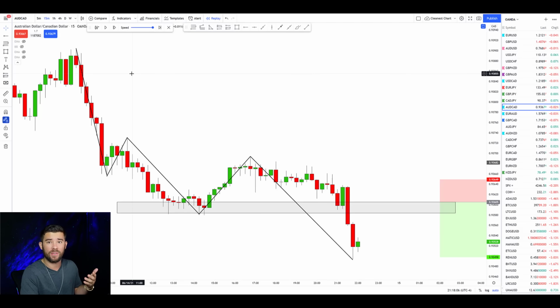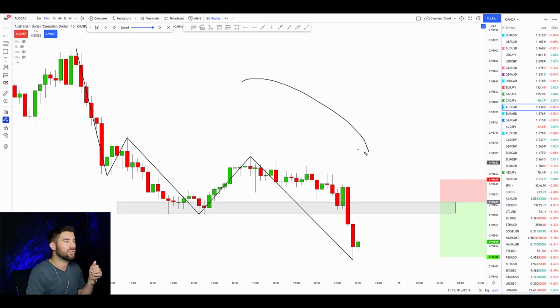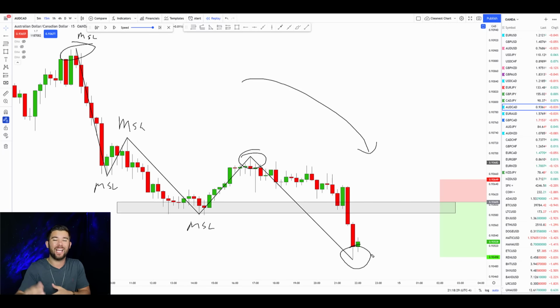You can tell because I already have it drawn out for you, but this is an obvious downtrend because we have a starting point right here, which is one of our major swing levels. We then have a major swing level here, a major swing level here, and a major swing level here, followed by a lower high major swing level and a lower low major swing level. This tells me that I'm definitely in a downtrend. I know for a fact I'm in a downtrend at this point.